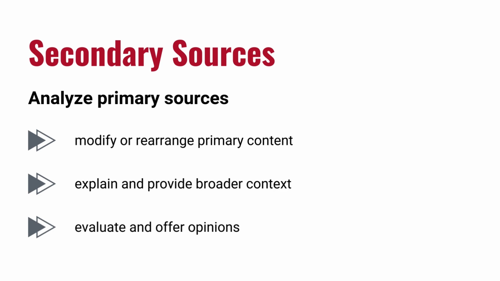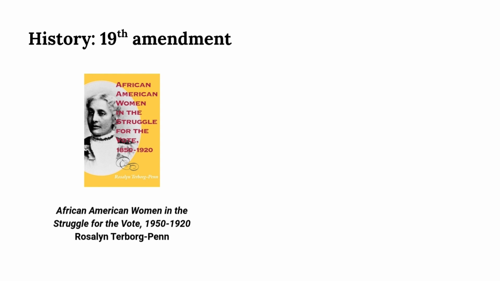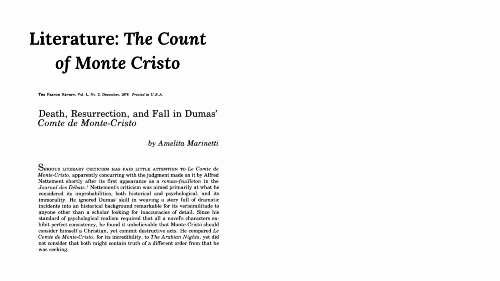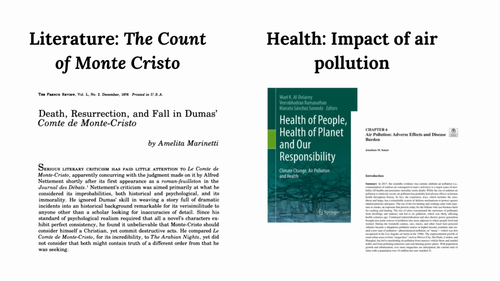Examples of secondary sources include books, the literature review section of journal articles, and documentaries that explain or interpret the events or information found in a primary source. For our research project on the 19th Amendment, helpful secondary sources could include a modern scholarly book or a documentary on the topic. For our research on The Count of Monte Cristo, we could read an article analyzing the original text written by a literature scholar. And for our assignment on the impact of air pollution on human health, we could include a book chapter that summarizes and explains previous research.